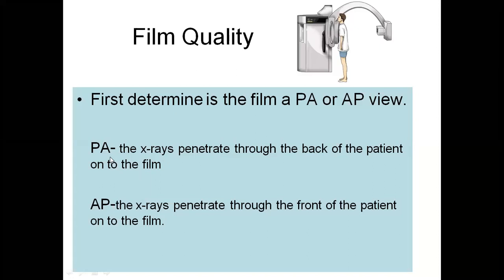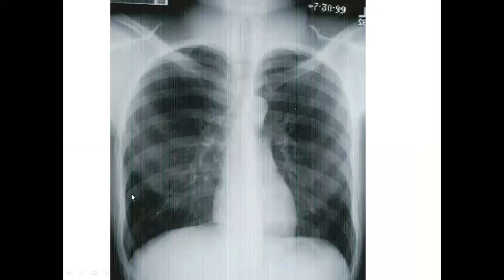In the posterior-anterior view, the X-rays penetrate through the back of the patient, and in the antero-posterior view the X-rays penetrate through the front of the patient onto the film. Now this is one chest X-ray which has been taken in PA view, where you can see the outline of the heart. This is the aorta, the arch of the aorta. It is called the aortic knuckle.